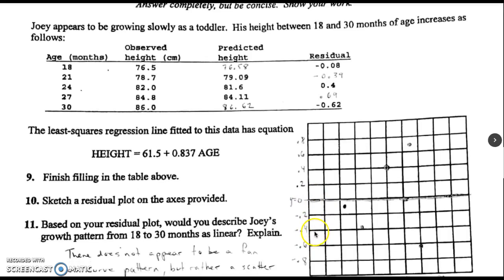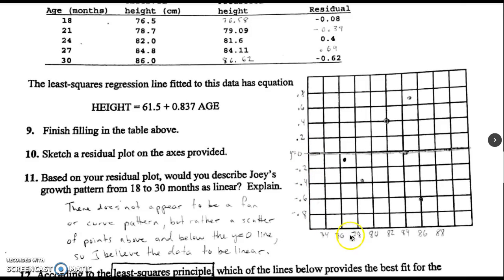And on your x-axis, you can see I have 74, 76, 78, 80. That's the heights of this child. So for the first one, the height of 76.5, the residual is negative 0.08. That's a little bit below the line. 78.7, that's over here. Boom, negative 0.39, that's really close to negative 0.4. The next one is 0.4, and that's at 82. So 82, I went up to 0.4, etc. I have two more points. So that's what my residual plot looks like.